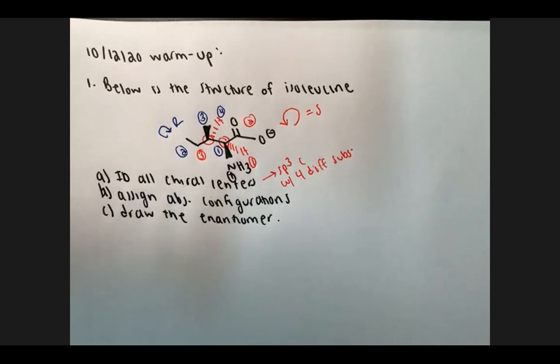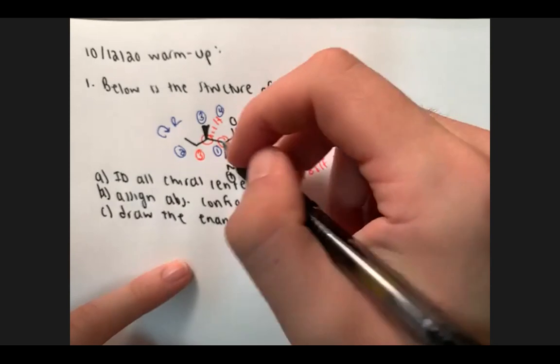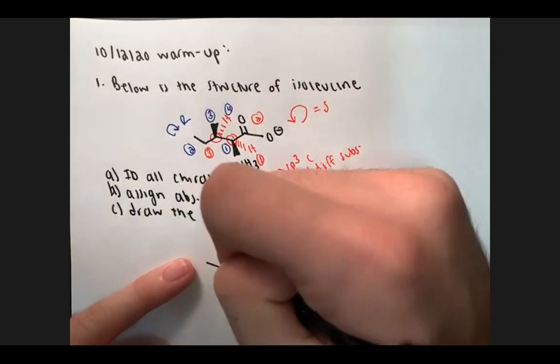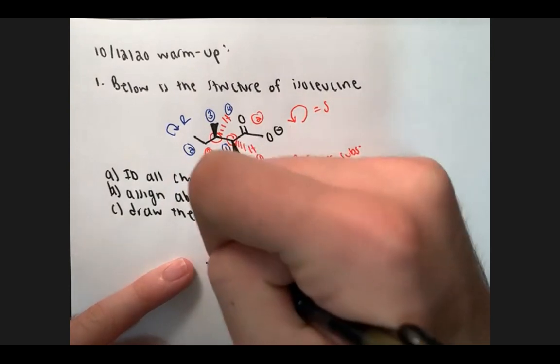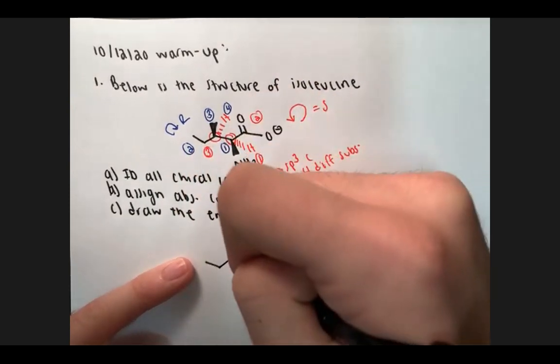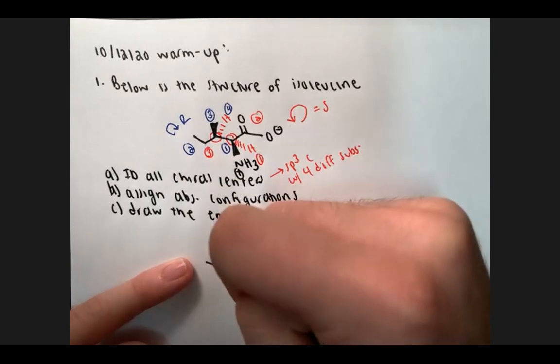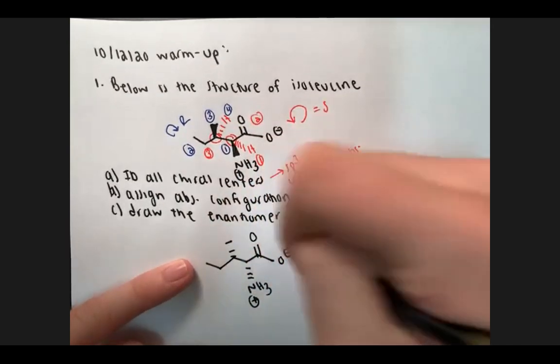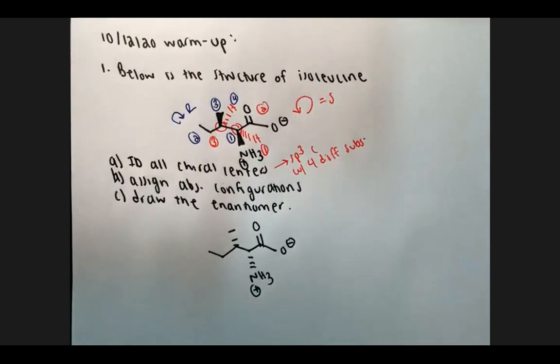All right. So then the last part would be C, draw the enantiomer. The enantiomer would be the structure where every single chiral center inverts its configuration. And the way I invert configuration is to simply put the wedges as dashes and the dashes as wedges. So that would be the enantiomer of isoleucine.